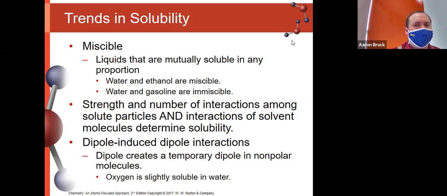Substances that are not miscible are ones that will not dissolve in each other really in any proportion. We think of things like oil and water, gasoline and water. Doesn't matter what we do, they won't dissolve in each other.